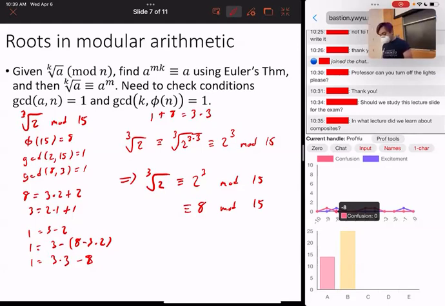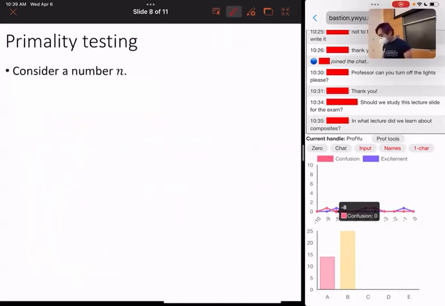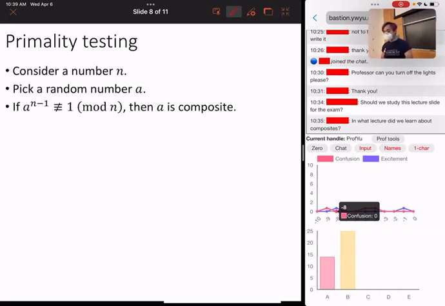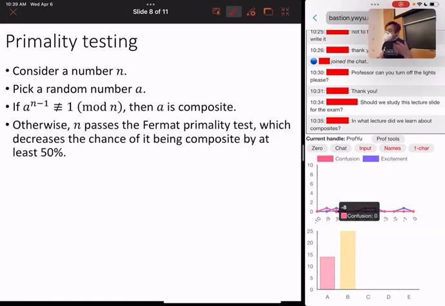Okay, so let's go on to primality testing. In order to do primality testing, consider a random number n, which may or may not be prime. You pick a random number a, take a to the n minus 1, and check to see if that's congruent to 1. If it's not congruent to 1, then n is composite, and that's all you need to say. Otherwise, n passes the Fermat primality test, which decreases the chance of it being composite by at least 50%.